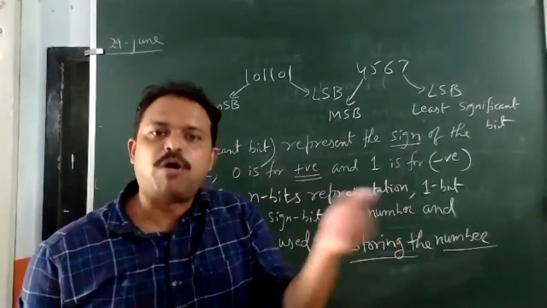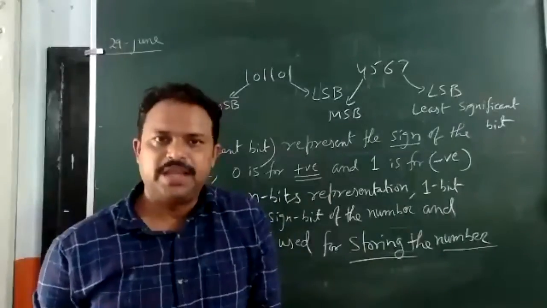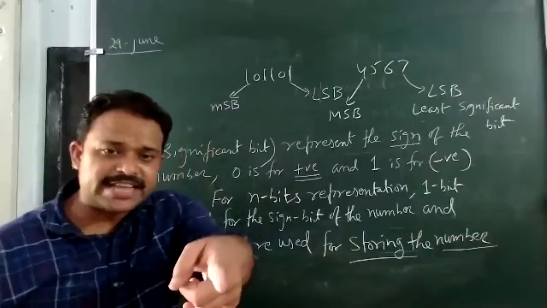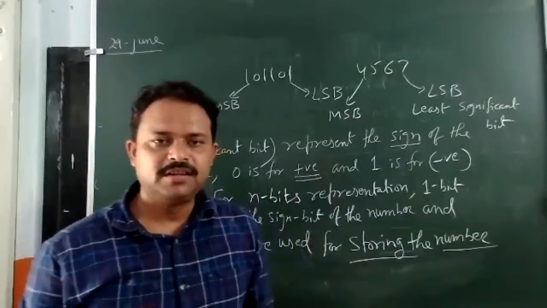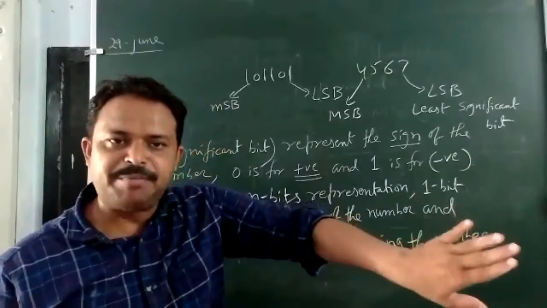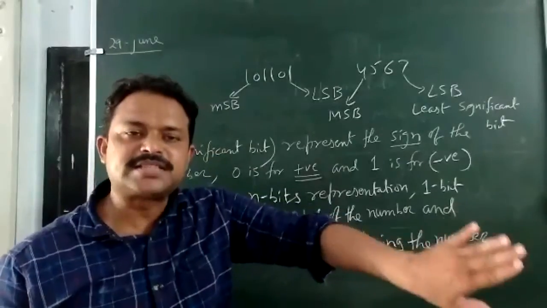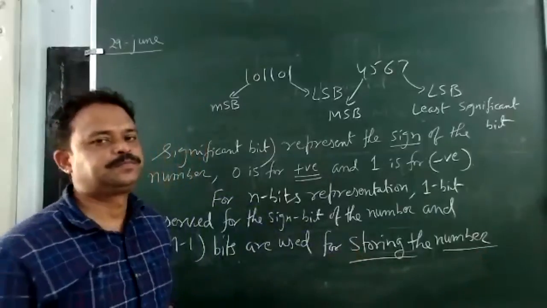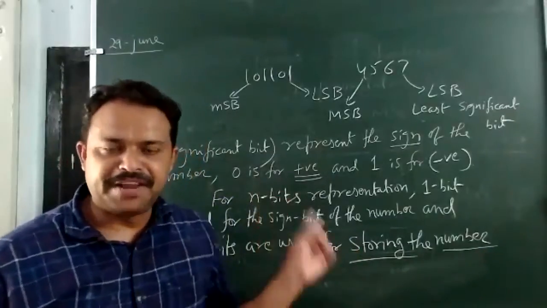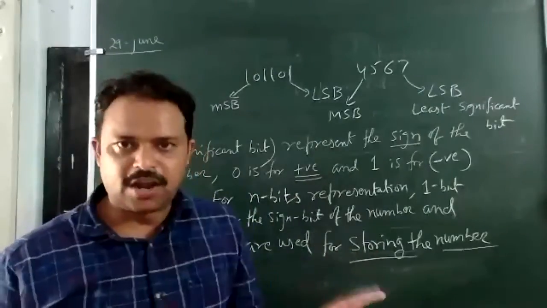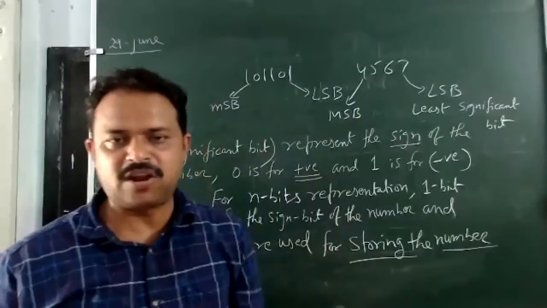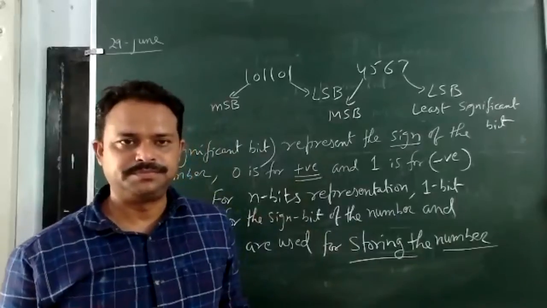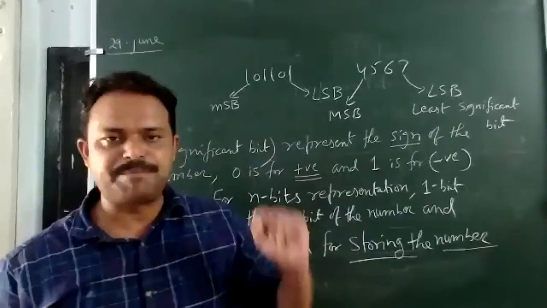So in the definition, it has been told to you that the most significant bit is going to represent positive or negative. Of course, it is correct. Just look at the example, plus 17 and minus 17. Our most significant bit is going to represent the sign bit. The definition is correct, along with the example.